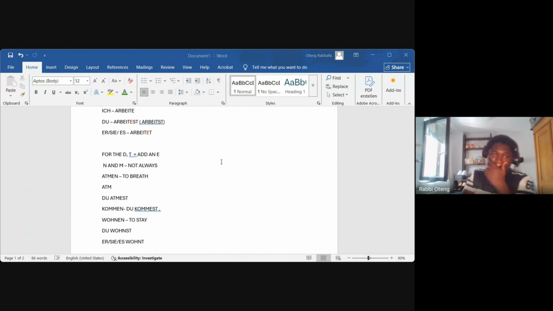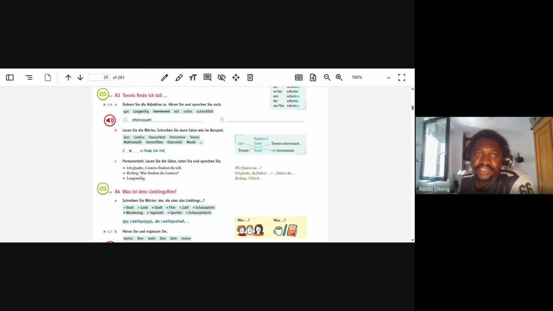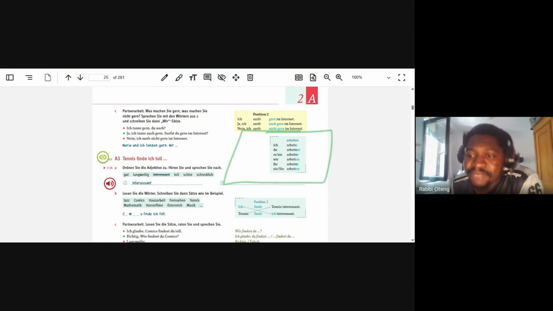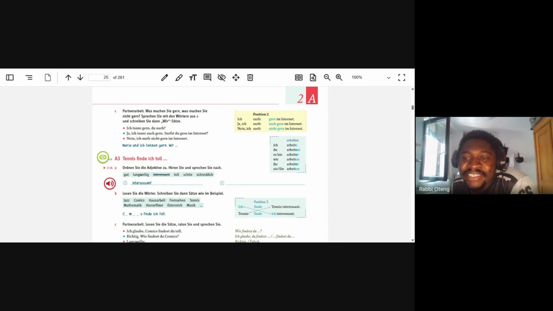Okay, I hope someone caught that. So anyway, the verb arbeiten means to work. Ich arbeite, du arbeitest, er/sie/es arbeitet, wir arbeiten, ihr arbeitet und sie/Sie arbeiten. Good.